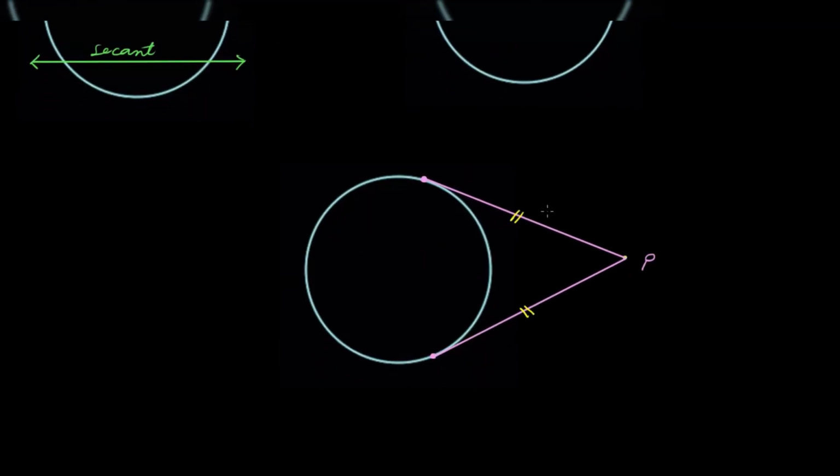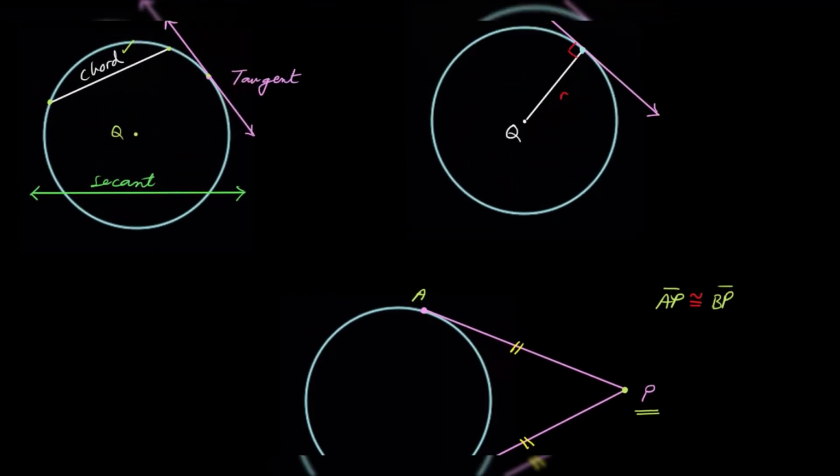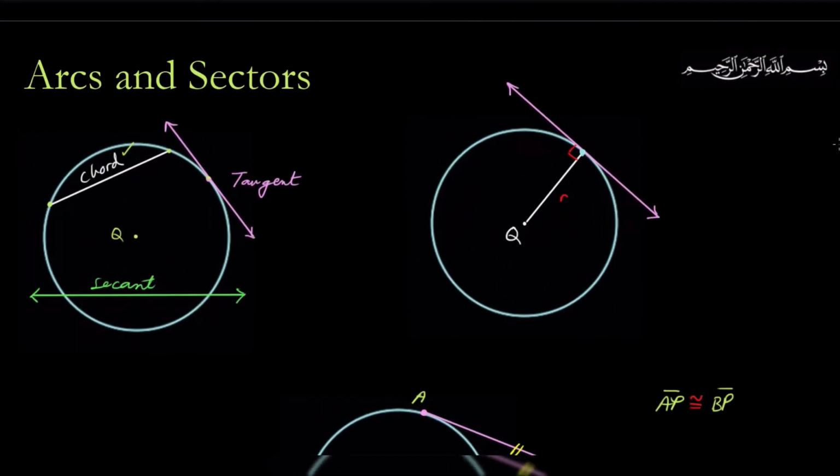I've also spoken to you previously about a theorem that relates to two tangent segments. Here we have two tangent segments. You can call this segment AP, and here's segment BP. This theorem stated that two tangent segments from the same external point, in this case point P, will be congruent, like this. So these are two theorems that we learned about tangents.